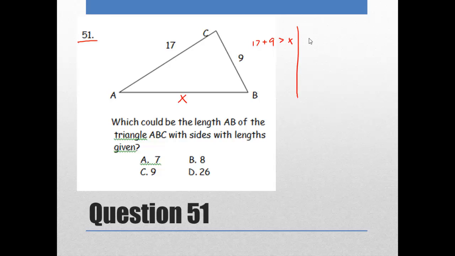Okay, then let's set up a couple more inequalities. 17 plus X has to be greater than 9. And one more, 9 plus X has to be greater than 17. Let's solve these all for X. 26 is greater than X. Subtract 17 and X is greater than negative 8. Subtract 9 and X is greater than 8. So this one doesn't help us at all. Obviously X is greater than negative 8.